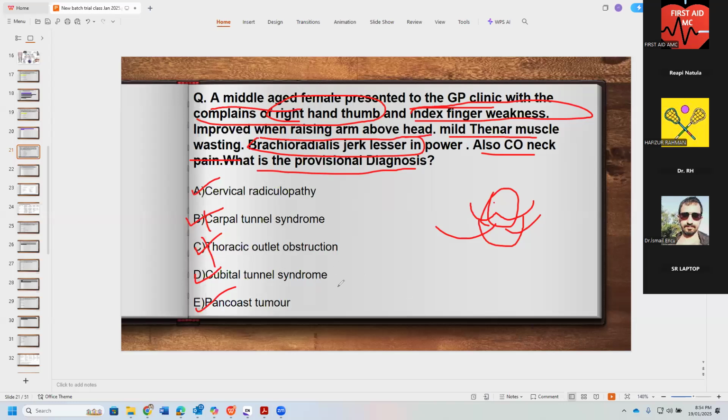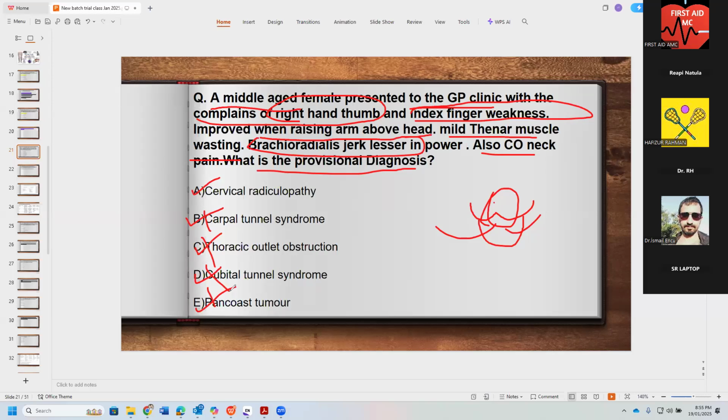Cubital tunnel syndrome is similar to carpal tunnel syndrome, but the cubital tunnel is at the elbow region. And which nerve will be affected in cubital tunnel syndrome, guys? Very good. Ulnar nerve will be affected. So instead of thumb and index finger, your little finger and ring finger will be affected. Okay. So less likely to be cubital tunnel syndrome.